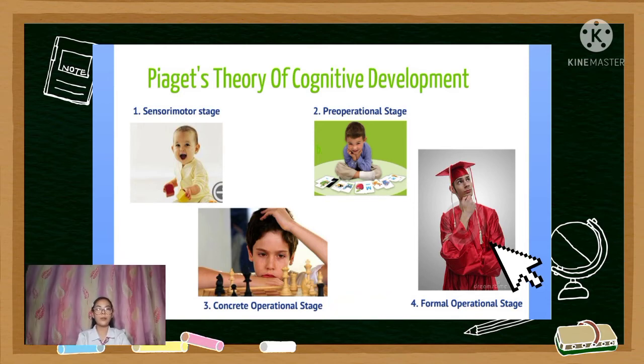Lastly is the formal operational stage. So in this final stage, the child already learns how to manipulate abstract ideas, make hypotheses, and see the implications of his own thinking and of others.